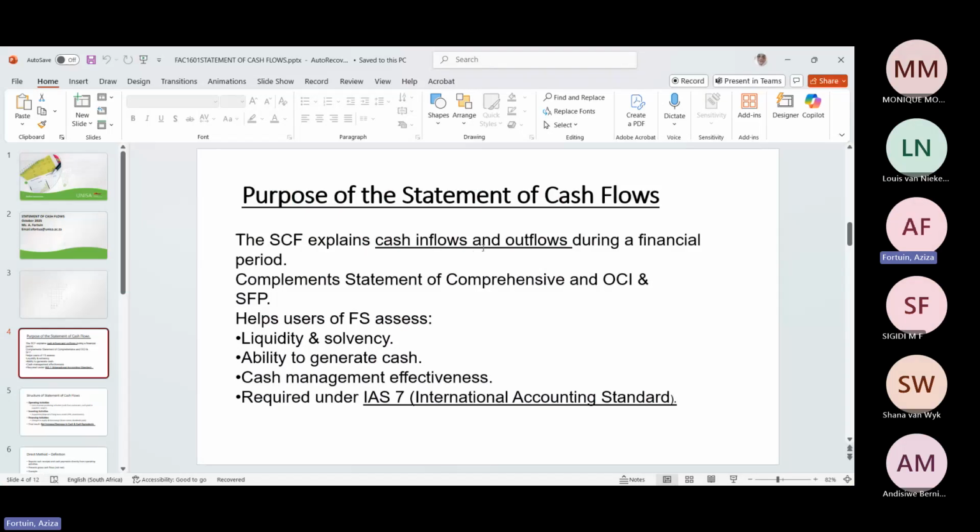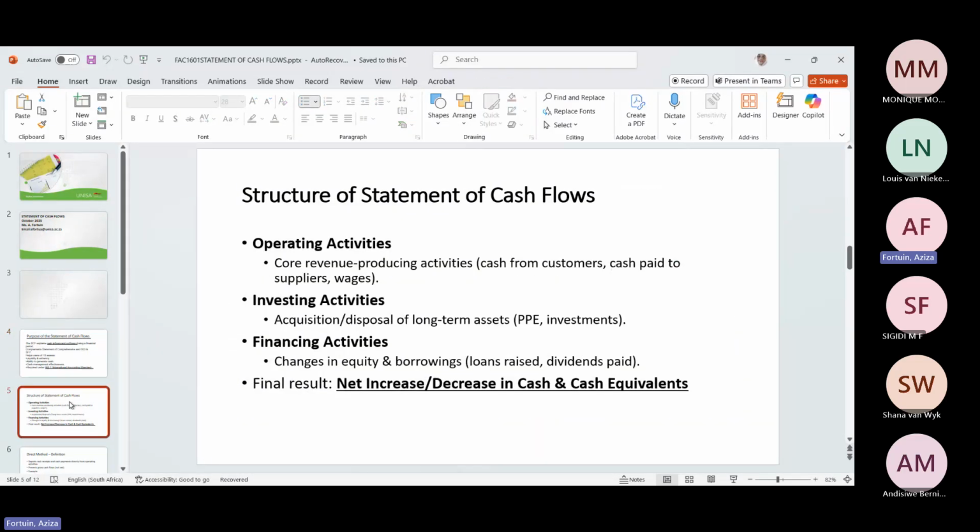Cash inflows and outflows during a financial period. It complements the Statement of Comprehensive Income and OCI and the Statement of Financial Position. It helps users assess financial statements for liquidity and solvency, ability to generate cash, and cash management effectiveness, which is required under IAS 7.